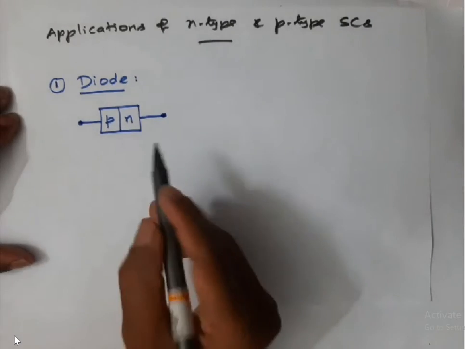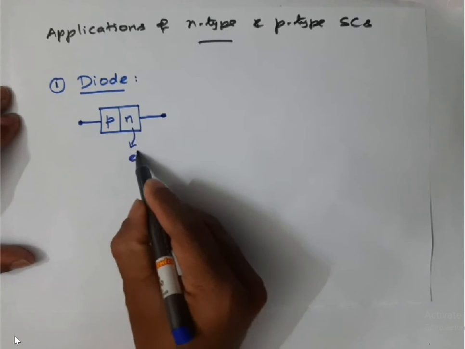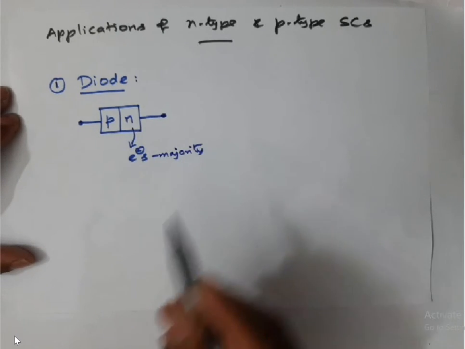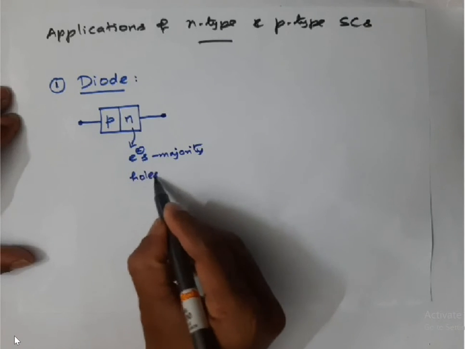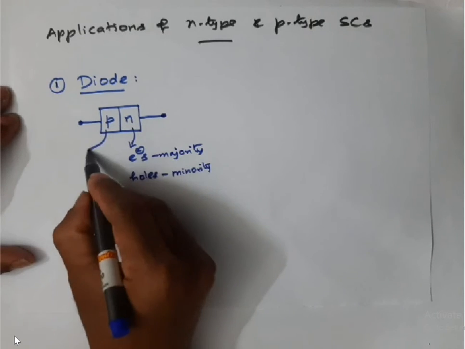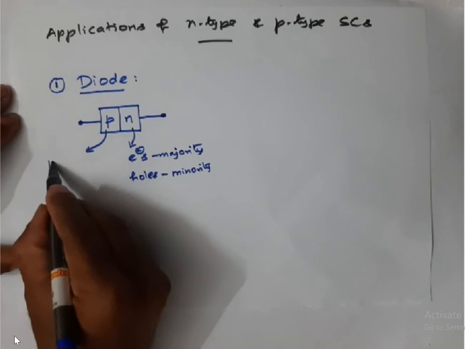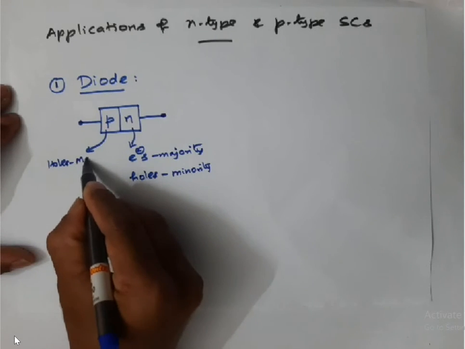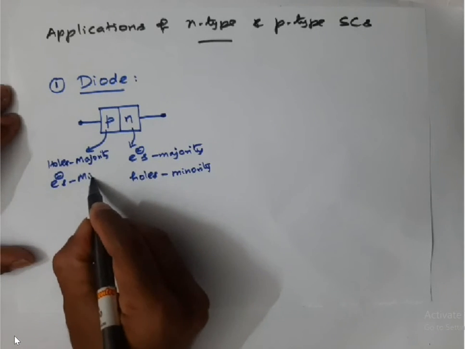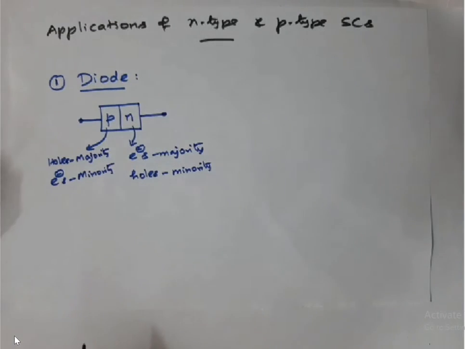You know very well, on the N side, electrons are majority carriers and holes are minority carriers, whereas on the P side, holes are majority carriers and electrons are minority carriers. So this is the basic setup for a diode. Diode means a combination of one P-type and one N-type semiconductor.